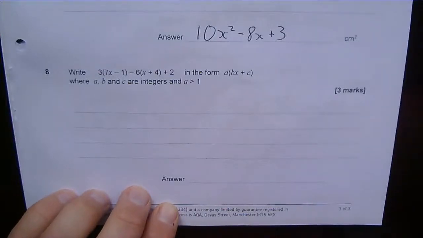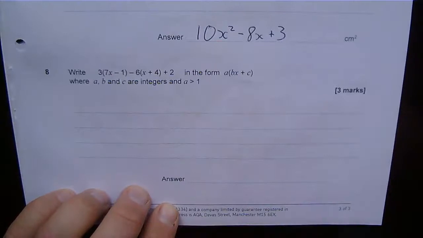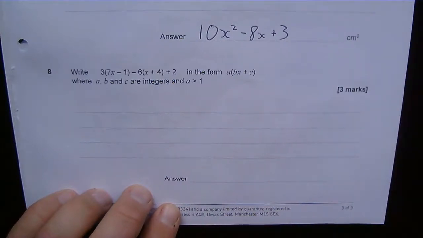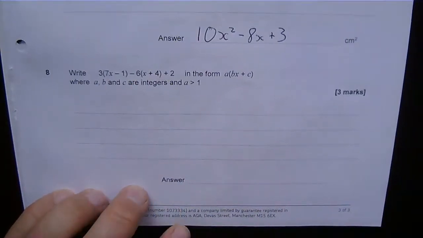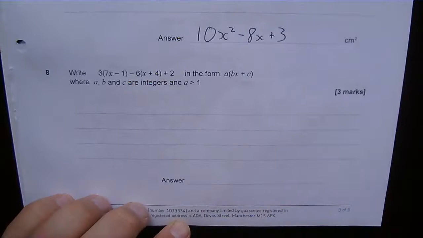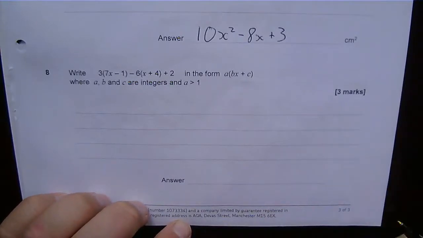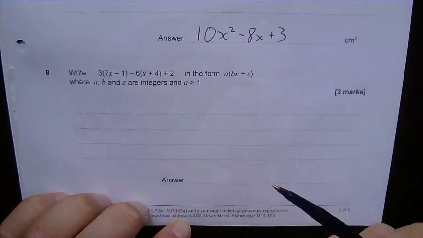Question 8. Write 3 times by 7x minus 1 minus 6 times by x plus 4 plus 2 in the form a brackets bx plus c, where a, b, c are integers and a is greater than 1. Looks complicated. Just need to make a start with it. As is often the case, you might not immediately see the answer, but let's just make a start. And the first start I'm going to make is I'm going to expand out the brackets.